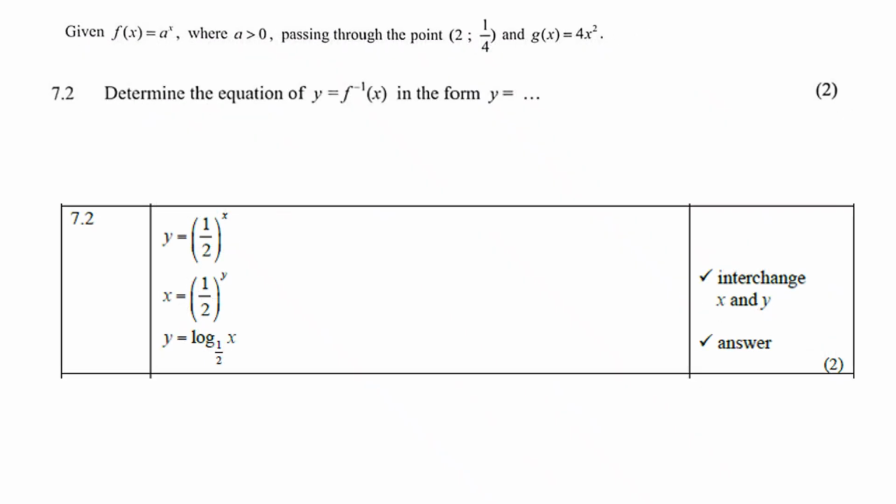7.2, determine the equation of y equals the inverse of f in the form y equals. Now remember, with inverse functions, you switch x with y and y with x. So therefore, if you take the formula y equals a half to the power x, then of course y becomes x and x becomes y. And then you need to make y the subject of the formula. And how do we do that? Well, we determine logs on both sides, or if you remember, the log of a number is the exponent. So therefore, y is the log base half of x.